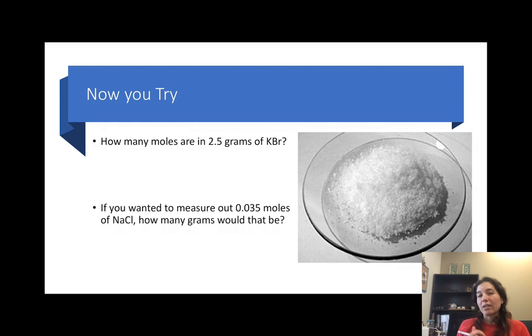So I'm going to let you try this calculation on your own. This is just unit conversion. Don't freak out, we're just using a new unit. You will need a periodic table in order to do this, because you're going to need to find the molar mass of these substances.